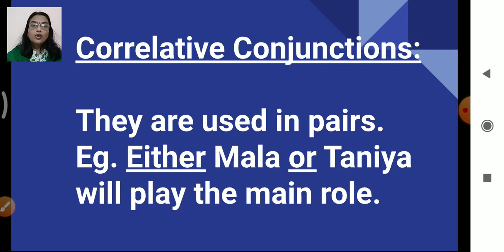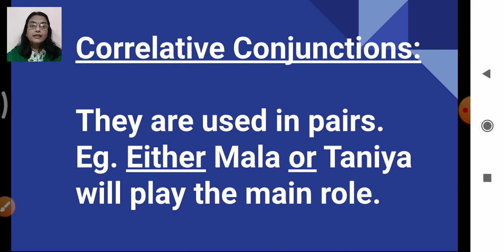Now the correlative conjunctions. They are used in pairs. They are always used in pairs. Here you can see the example: either Mala or Tania will play the main role. When we are using this type of conjunction, we must take care to place each of the correlated words just before the word or the phrase or the clause to be connected. And we have to use them together. We just cannot use one and ignore the other one.